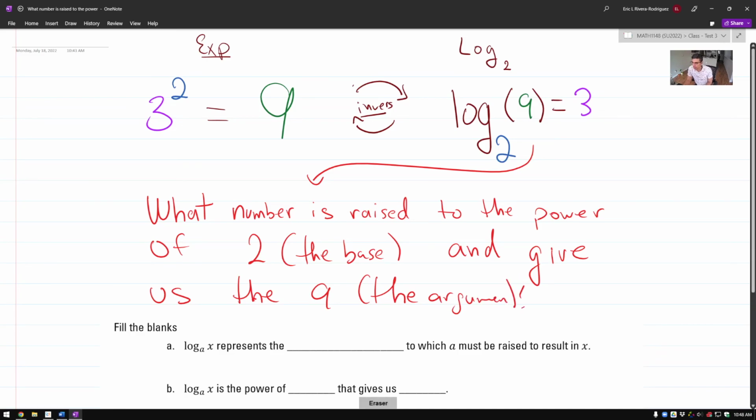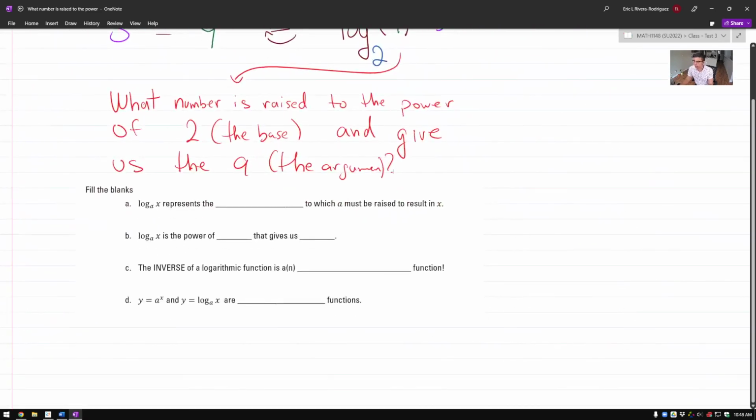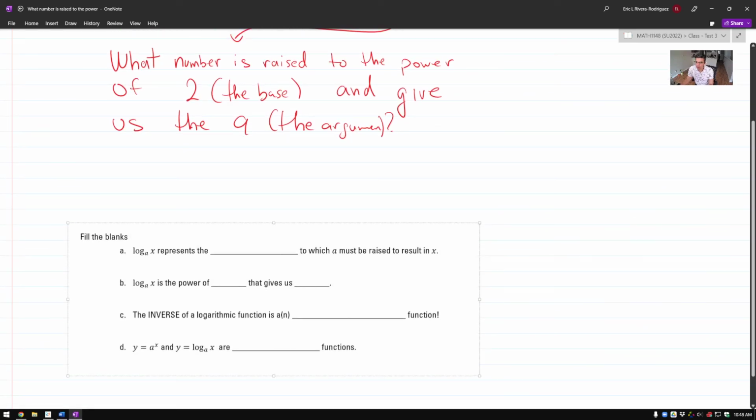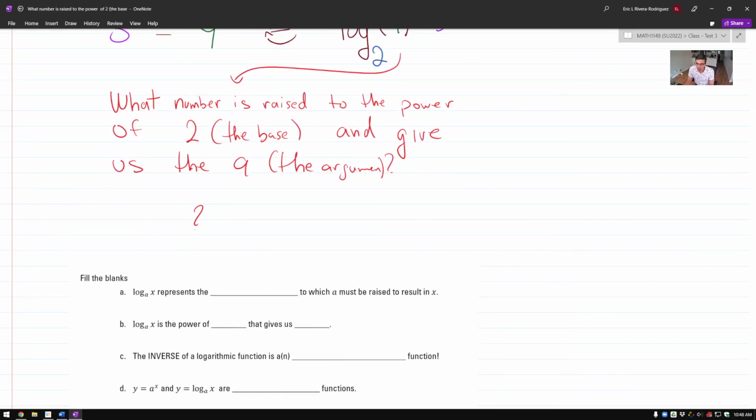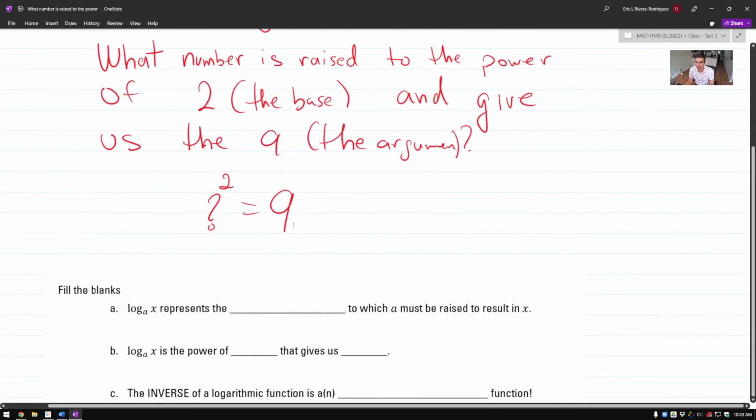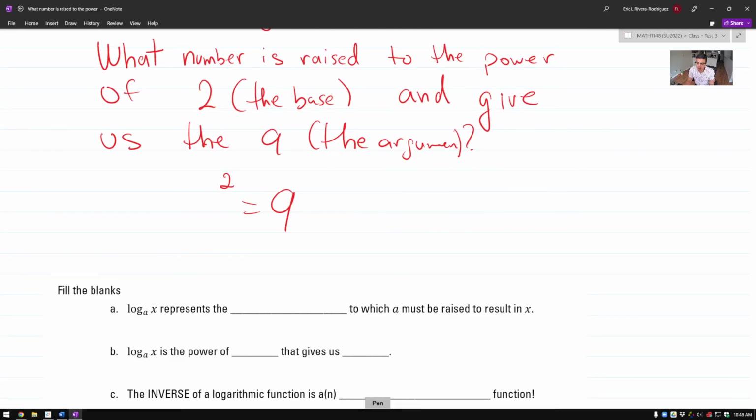So the question here is to look for one number I can use, raised to the power of 2, and I got 9 back. So it becomes an equation: what number do I raise to the power of 2 to get 9? You might think that if I apply the square root on both sides, I'm going to get plus and minus 3.